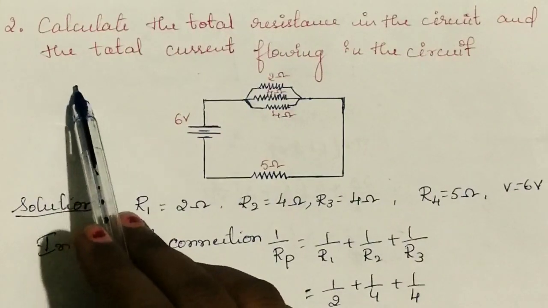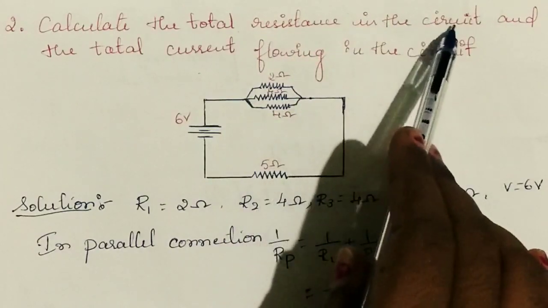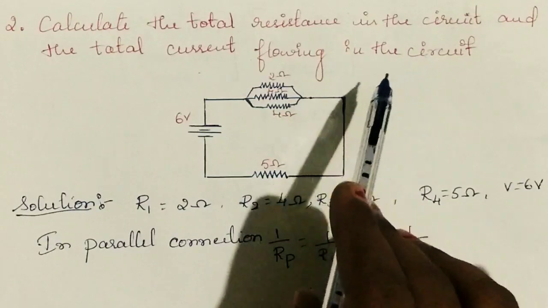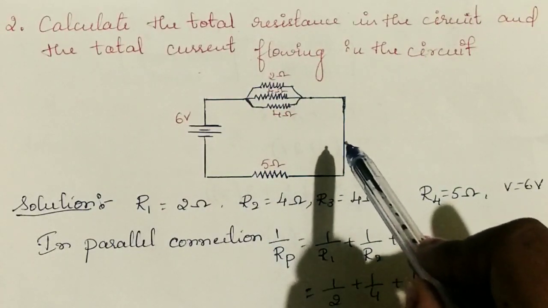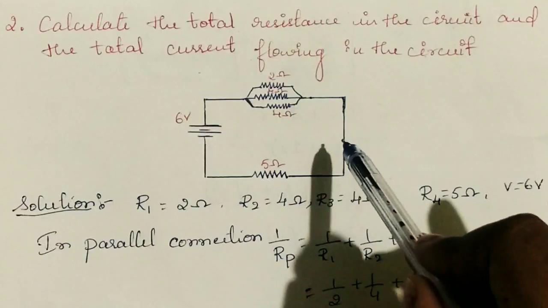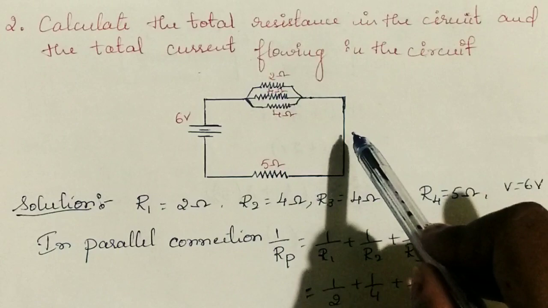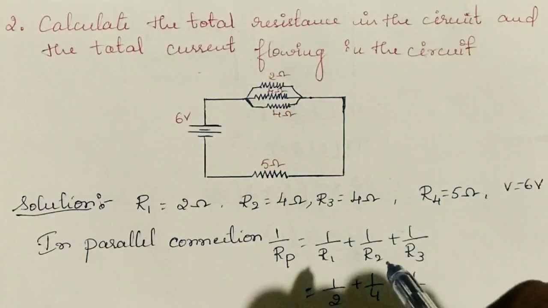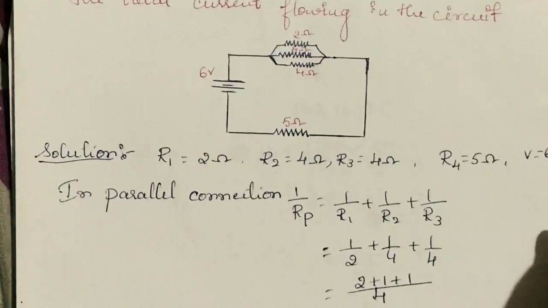Second question: calculate the total resistance in the circuit and the total current flowing in the circuit. Why am I giving the same problem? Because these types of questions are very important; in the final examination you will surely get a 2 to 3 marks problem. The same thing: by observing the circuit, we should calculate the total resistance and total current. So please concentrate on these questions.